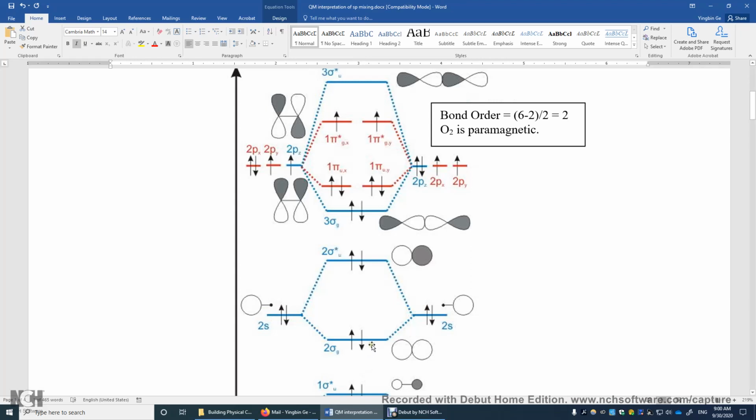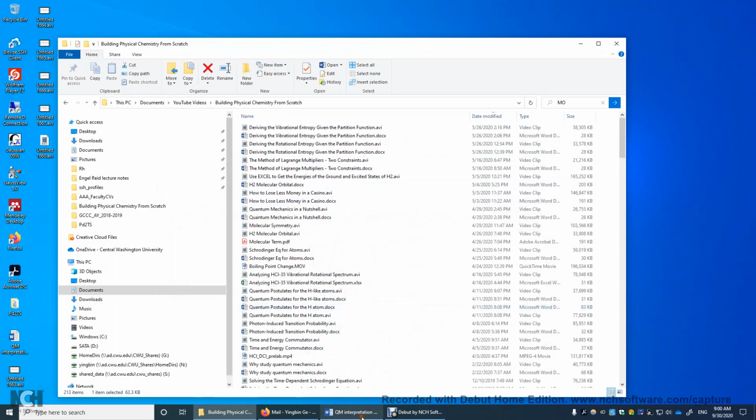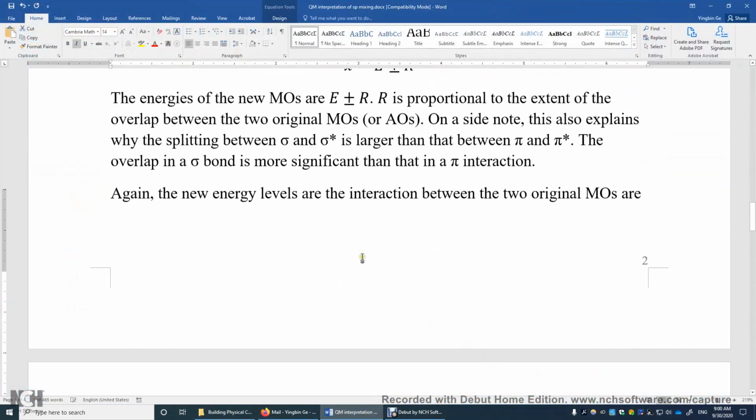But in B2, C2, N2, this is bumped from here to here, so it lies above the 1 pi u orbitals. And this one will be shifted down, maybe somewhere here, but that does not change the order between these MOs. So just down here, and this one will be up here. Let's get back to the documents.